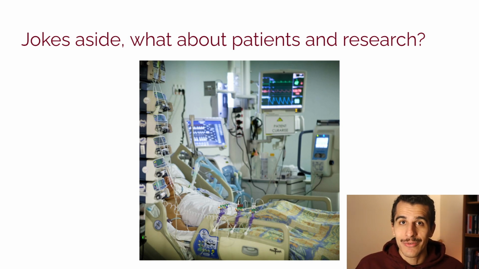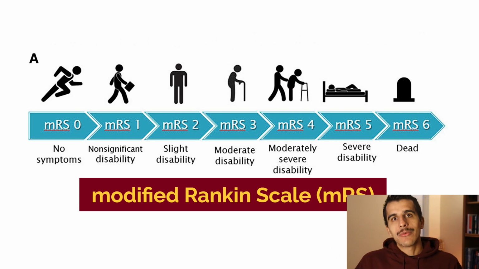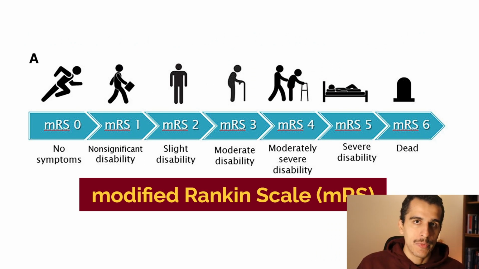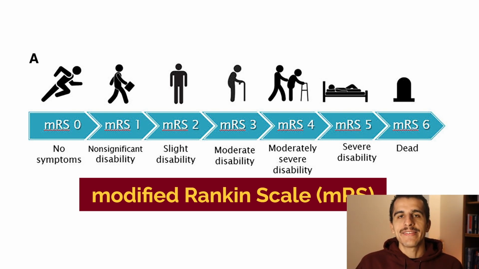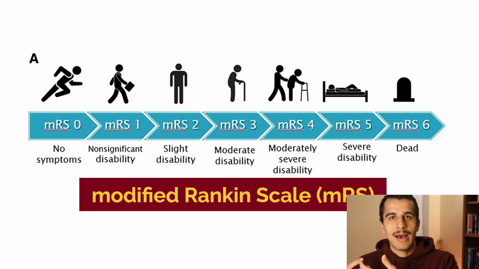Jokes aside, what about patients? What about research, right? That's what we're trying to do at the end of the day. Our research interest is the modified ranking scale. For those who know about stroke research, you'll know that the modified ranking scale is a scale that measures the functional activity of a person after a stroke mainly, but it can be used for anything.